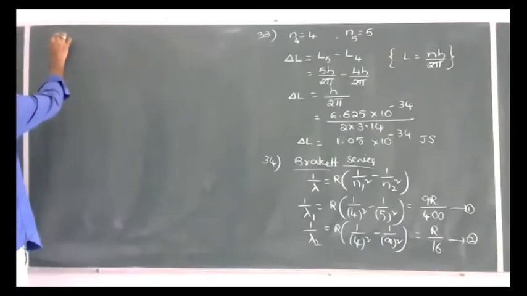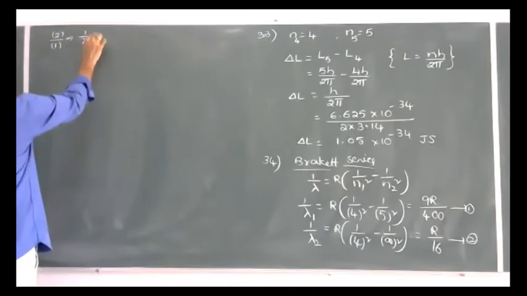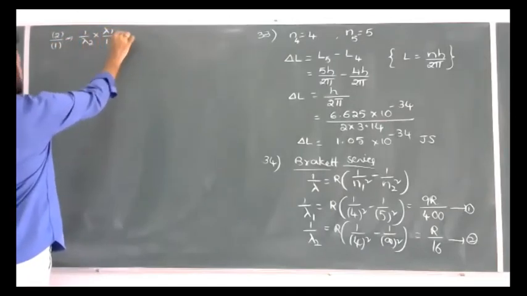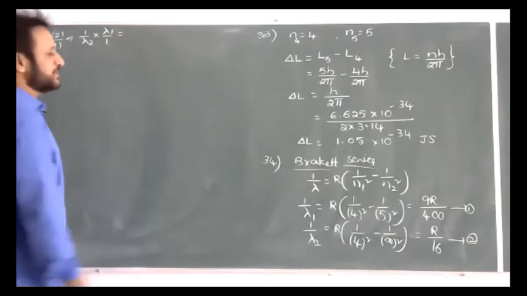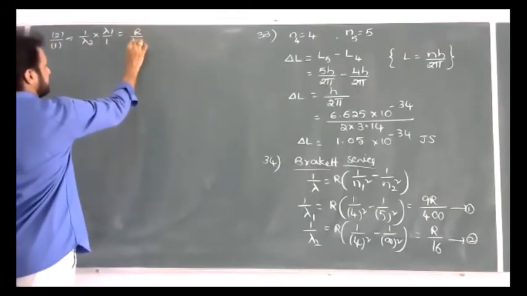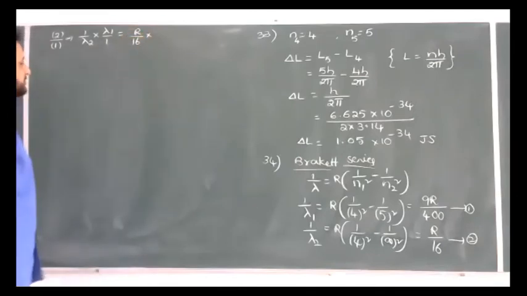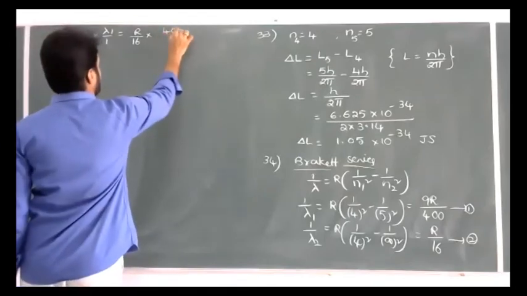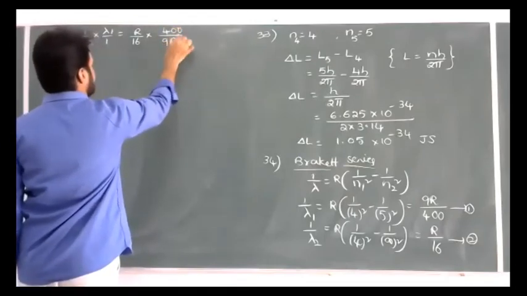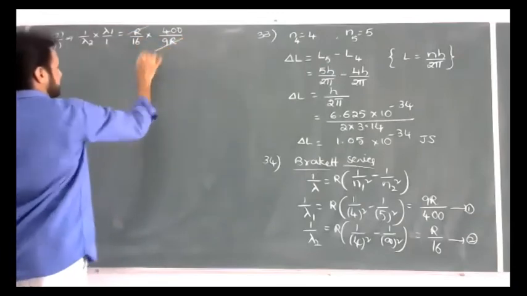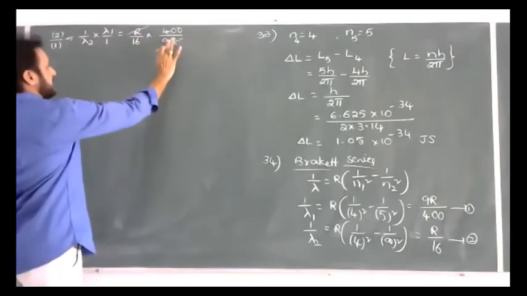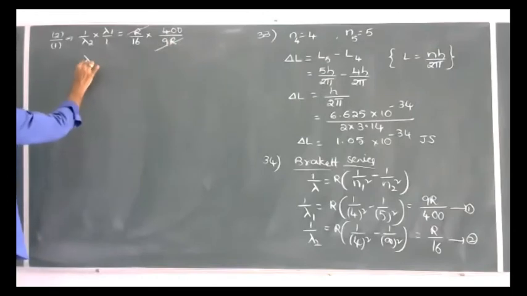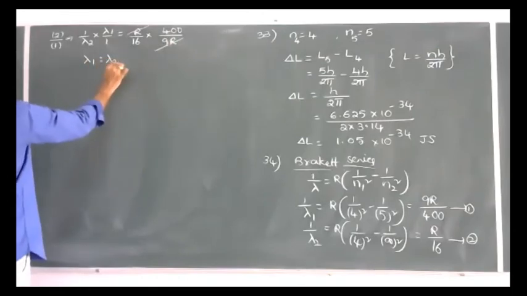Dividing equation 2 by equation 1 implies 1 by lambda 2 into lambda 1 by 1 is equal to the second equation, R by 16, given. Into the first equation we should take 400 by 9R. So R and R cancel. Therefore, lambda 1 is to lambda 2 we should write.